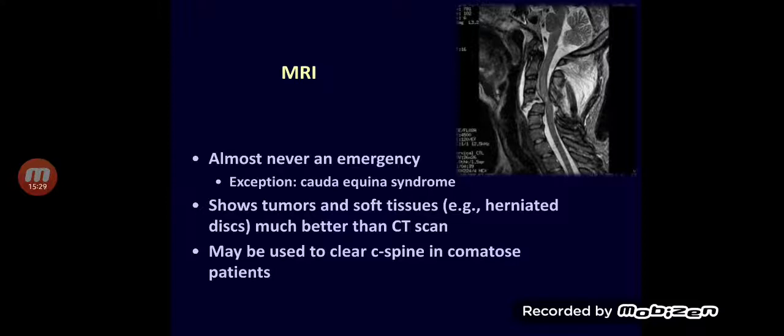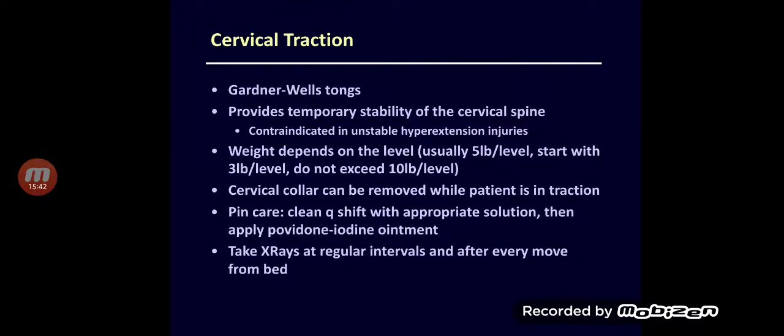However, the exception is cauda equina syndrome. MRI shows tumors in the soft tissues and any hemorrhages better than the CT. It may be used to clear the cervical spine in comatose patients.